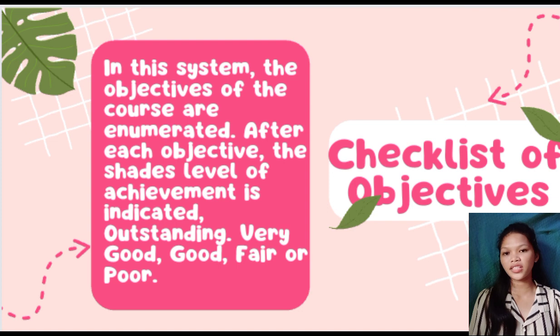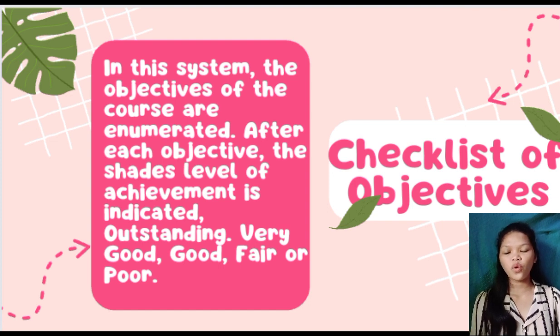The third one is the checklist and objectives. In this system, the objectives of the course are enumerated. After each objective, the level of achievement is indicated: outstanding, very good, good, fair, or poor. This is a very detailed reporting system and tends to be more informative for the parents and pupils at the same time. It is, however, also very time consuming to prepare. There is also the potential problem of keeping the list manageable and understandable.